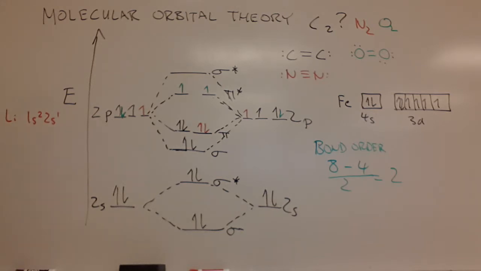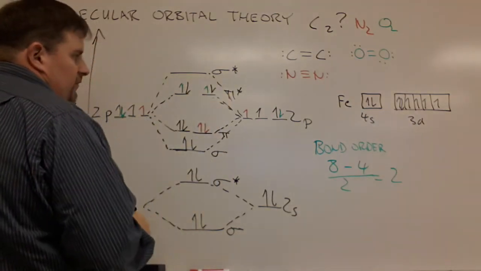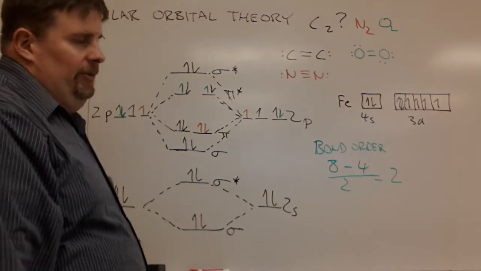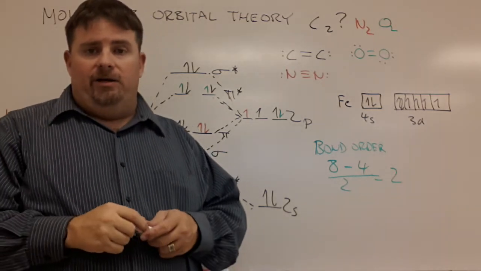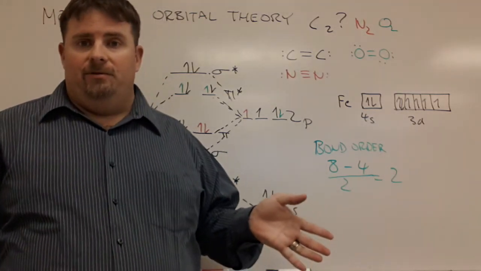What's going to happen if I go to fluorine? This part we start filling these in, and that's fluorine. And when I get to neon, I fill those in, and that means neon can't form a diatomic molecule. So that's essentially what molecular orbital theory is all about.